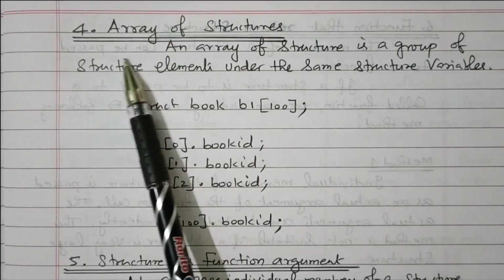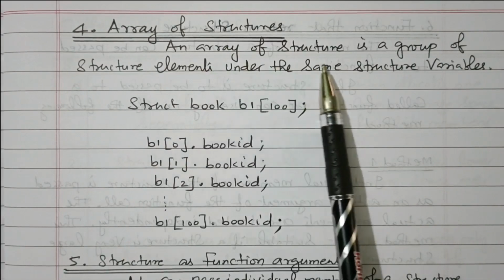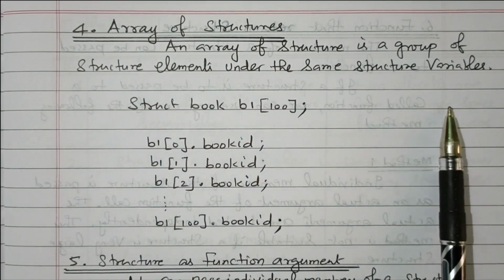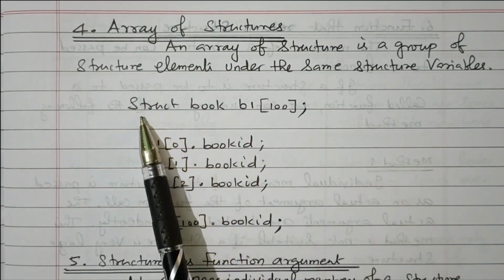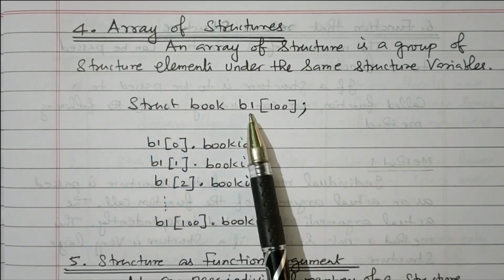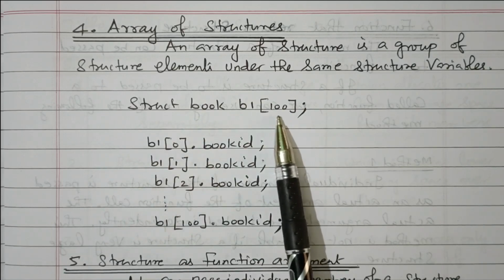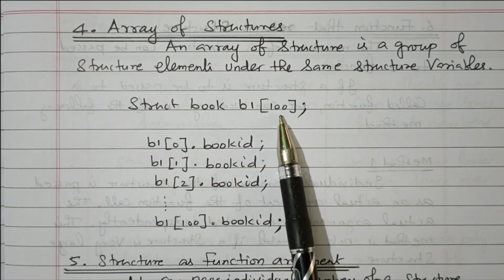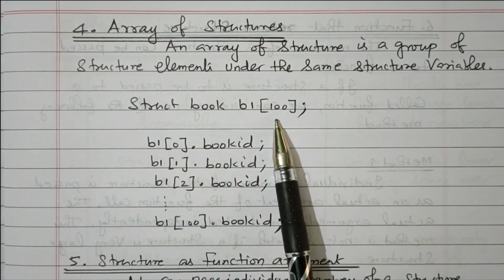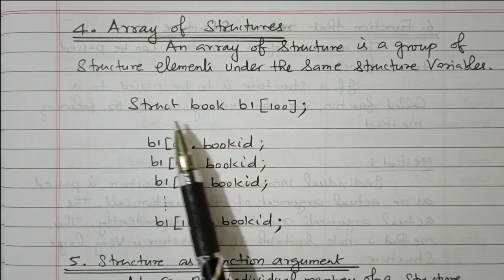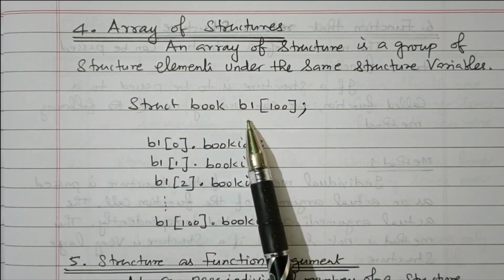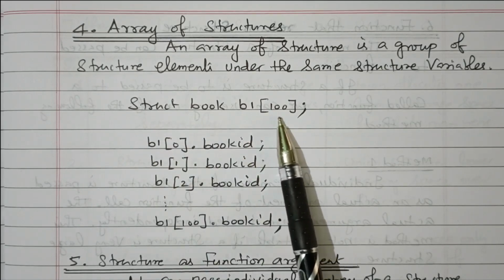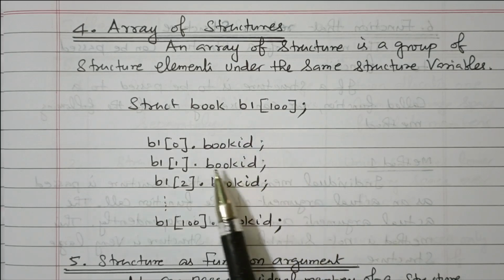So this is the array of structures. An array of structure is a group of structure elements under the same structure variable. For example, we can declare like this: struct book b1[100]. So this is a single dimensional array of 100. b1 refers to the structure variable. In that, 100 books can be referred to, right? So the keyword struct, the structure name book, variable name b1 with 100 elements as a single dimensional array. Then how to access this?